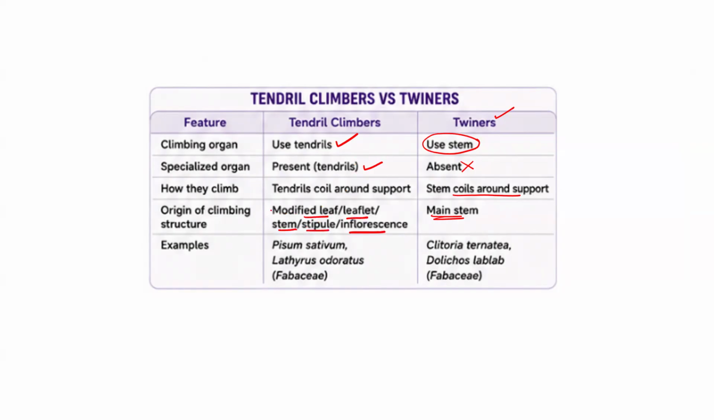I hope this video might have helped you to understand the difference between twiners and tendril climbers. Once again, please remember twiners use the main stem which coils around for the support without using any organ. It's the main stem only. But tendril climbers are also the stem, but it is using some special structure that is becoming a tendril. That can be either leaf or leaflet or stem. I hope the short video might be helpful for you.